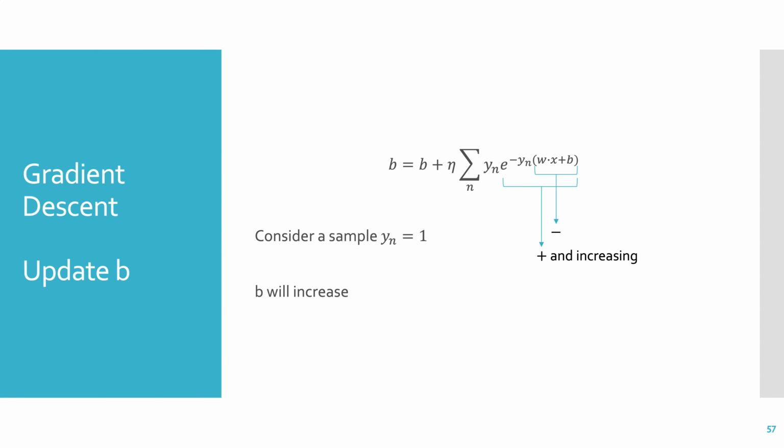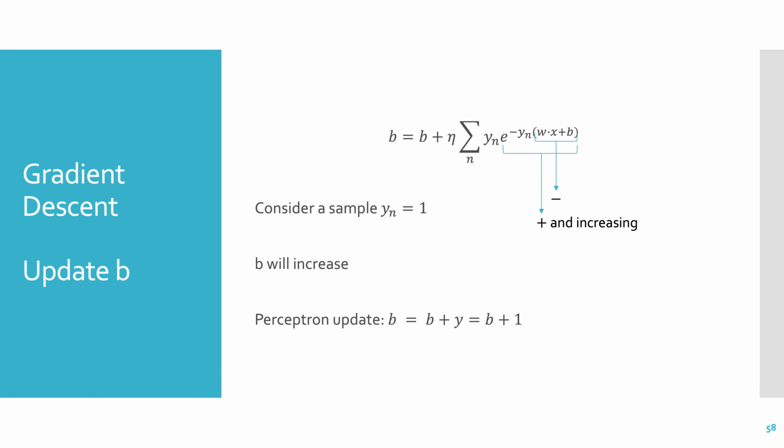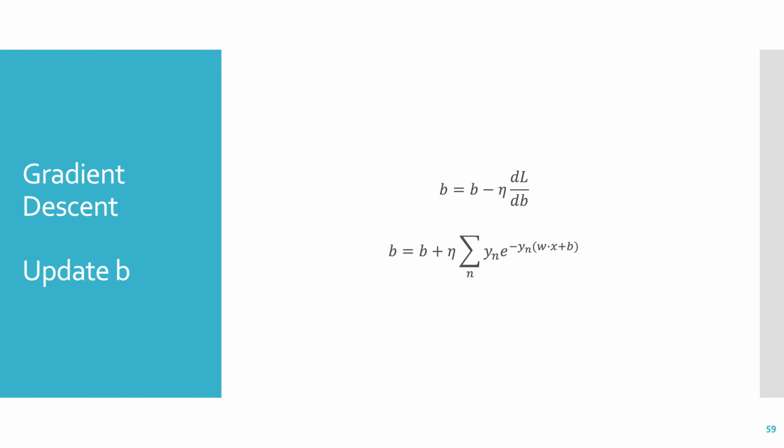Remember the perceptron update rules? b equals b plus y. We add 1 to b if the prediction for a positively labeled sample is incorrect. Now that we have updated b, let's work on updating w.